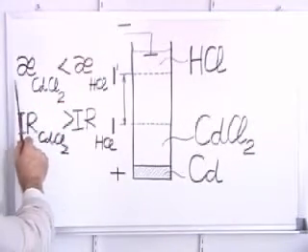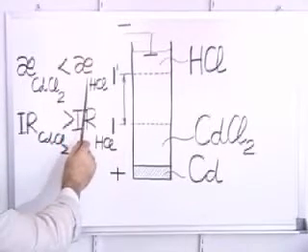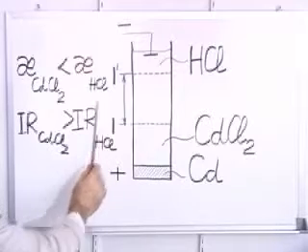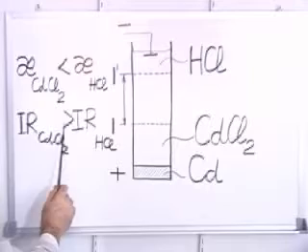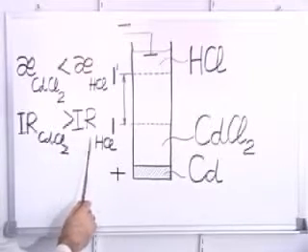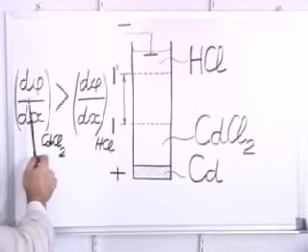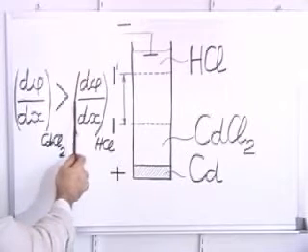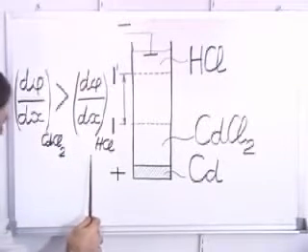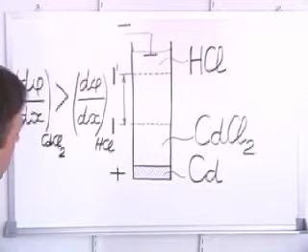Also, the electrolytic conductivity of the cadmium chloride solution is lower than the electrolytic conductivity of the hydrochloric acid, which means that the ohmic drop of the cadmium chloride solution is greater than the ohmic drop in the hydrochloric acid, which means also that the potential gradient in the solution of cadmium chloride is greater than the potential gradient in the hydrochloric acid solution. This leads to the following.